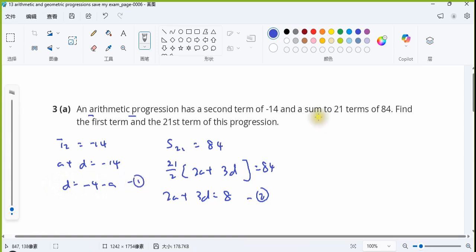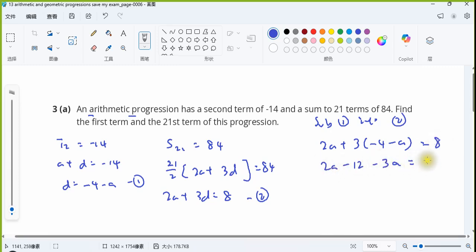This is equation 1. So we sub equation 1 into equation 2. Then we have 2a plus 3 times (negative 4 minus a) equal to 8. 2a minus 12 minus 3a equal to 8. Then we have negative a equal to 20. Then a equal to negative 20. I make a mistake here. This should be 14. Okay, 14. Then 3 times 14.